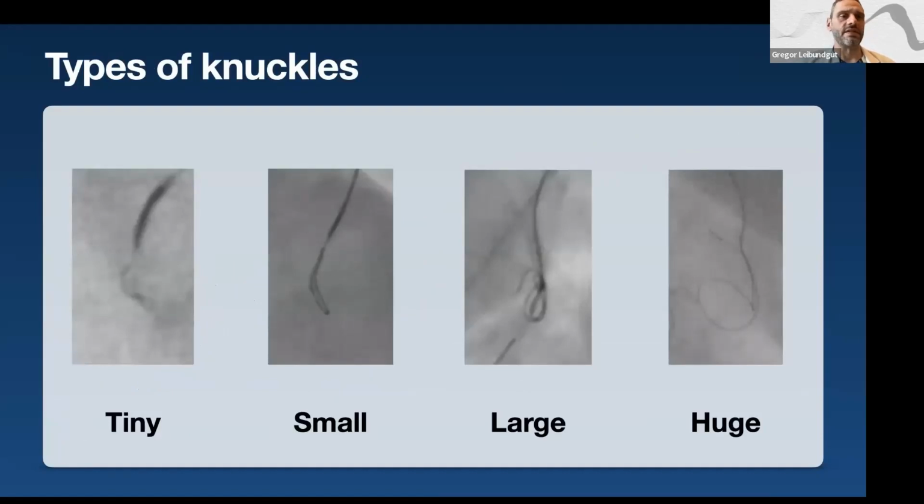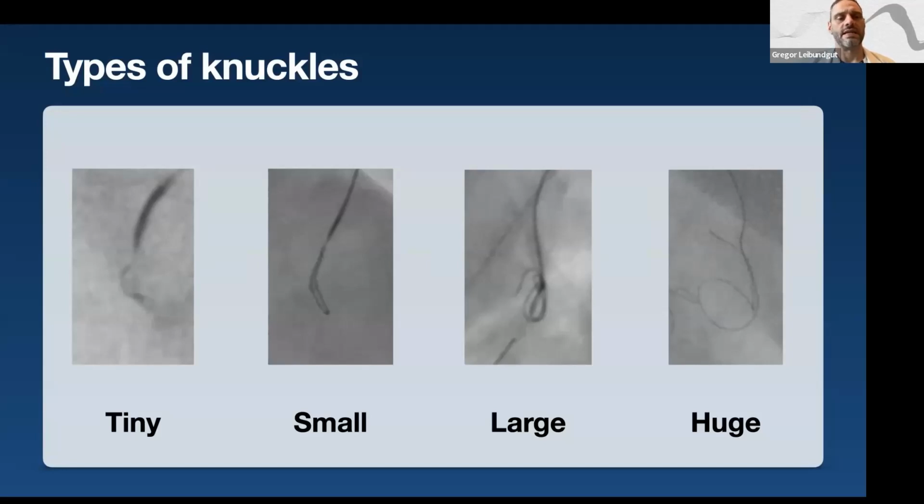There's a few different types of knuckles. These are just images from some of my cases. On the left, it's tiny, then you go to small, large, and sometimes huge knuckles. The tiny knuckle is even a magnification, so you can appreciate the tip of the Antegrade Corsair in that case. That was a Fielder XTA that I used previously for knuckling.